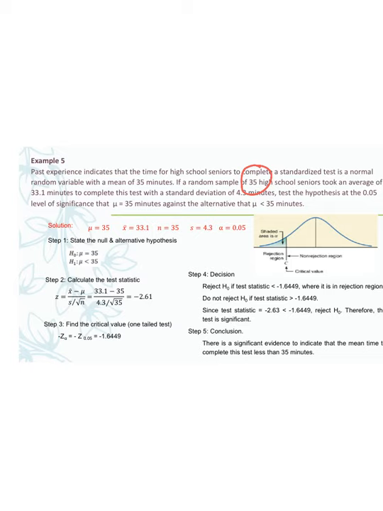Okay, so step number 1, state your null and alternative hypotheses. So H0 is mu equals 35 and H1 is mu less than 35. It's already mentioned in the question. Now calculate the test statistic: x bar minus mu divided by s over square root n. So we get negative 2.61. Remember, this one is left tail.